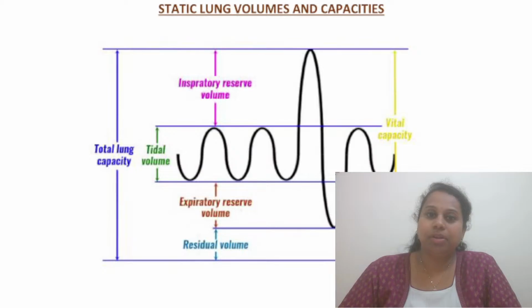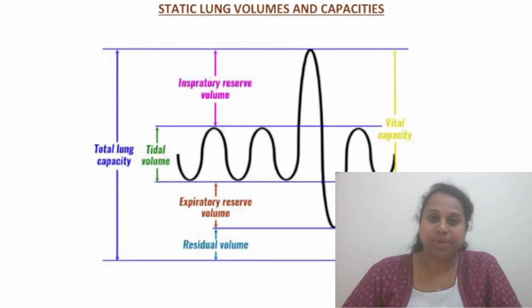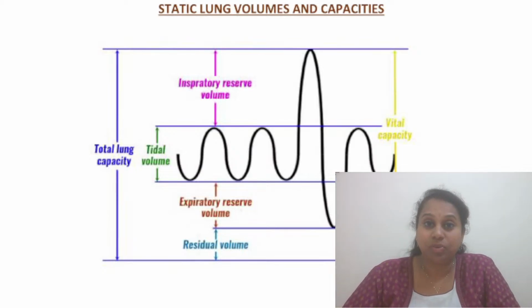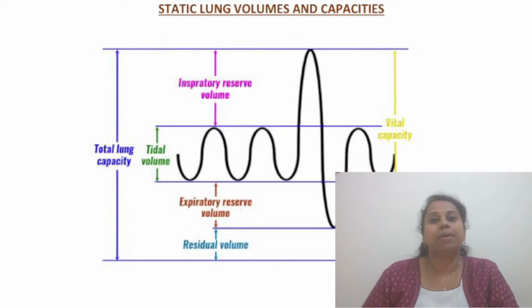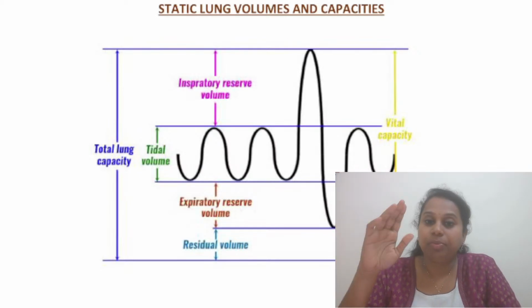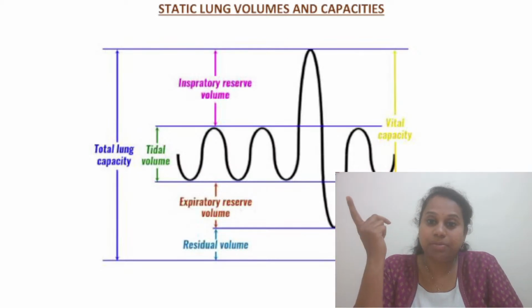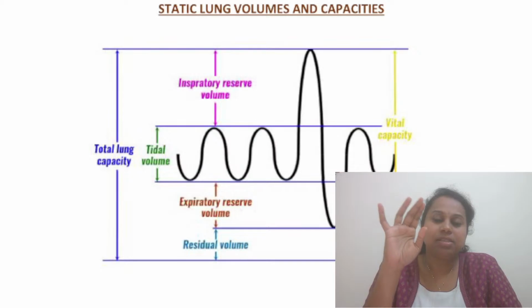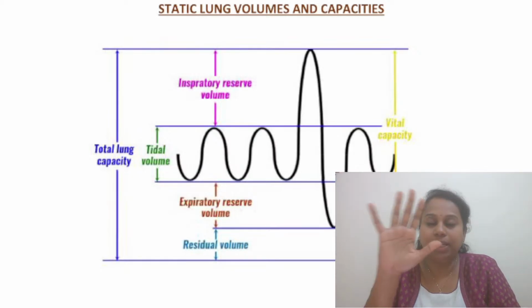Let's quickly learn about static lung volumes and capacities. There are different lung volumes and capacities. Static means you just measure in liters. It is not measured over time. When you measure it over time, that's called dynamic lung volumes and capacities. This is just static, only in liters.